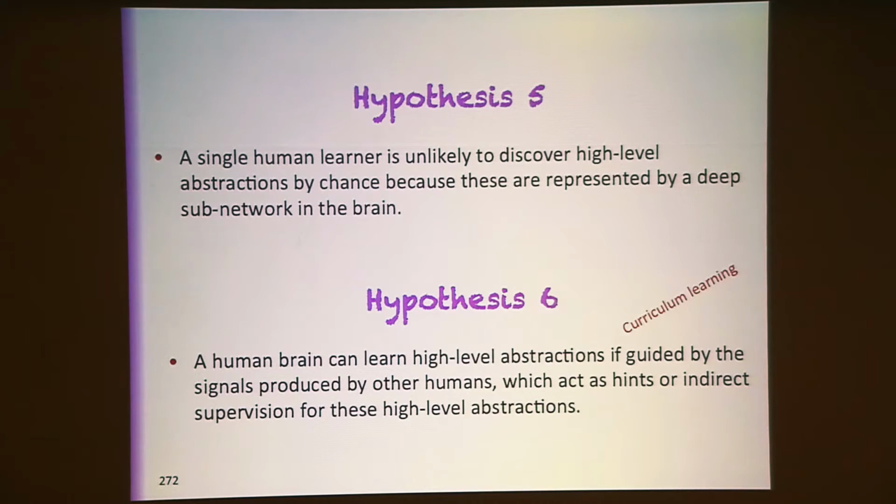And so the hypothesis 6 here is that a human brain can learn high-level abstractions if guided by the signals produced by other humans. And these signals would act as hints or indirect supervision, just like in supervised learning, for these high-level abstractions. So that's a pretty strong statement. And one question one may ask is, how would other humans guide training of young humans' brains?